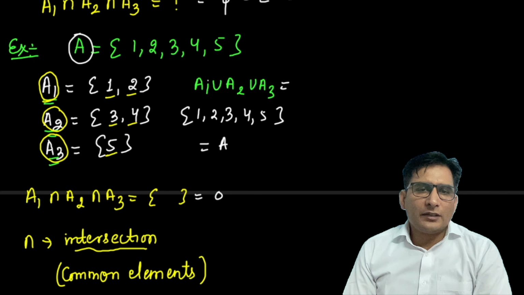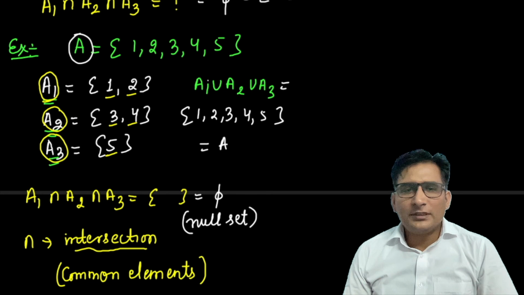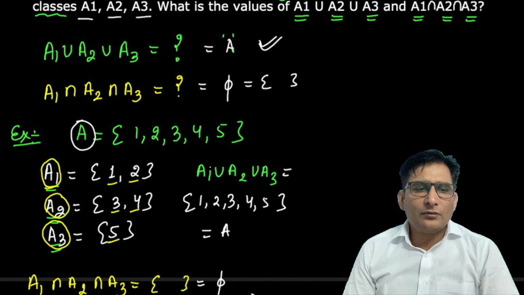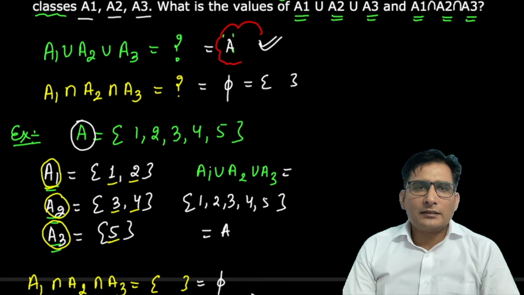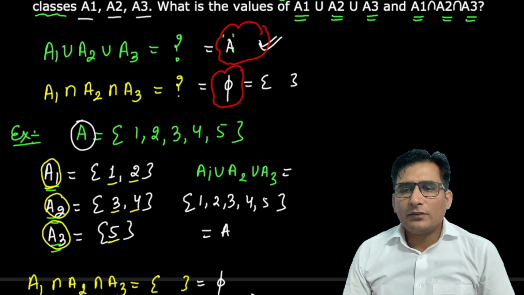It is denoted by φ also, and this is called the null set. Null set means a set which does not have any element inside it. That is called the null set. I hope this question is clear to you. We can directly give the answer for this question. The answer for the union is A and the answer for the intersection is φ. So this is the explanation part. You can directly give the answer for this question.